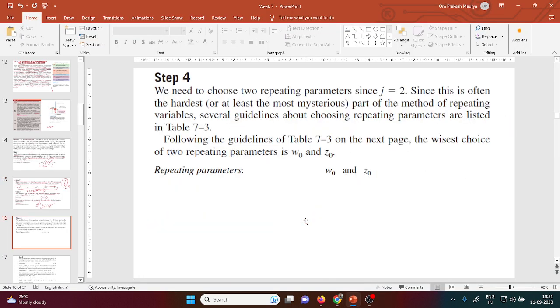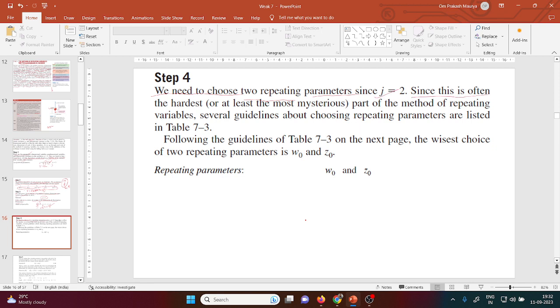Now we move on to step 4. There are only 6 steps in the question. So step 4 is what is written: we need to choose two repeating parameters. We have already seen the Buckingham pi theorem, the repeating parameters, the repeating variables. So we are going to select the two parameters which are repeated. Since j was 2, we select two.